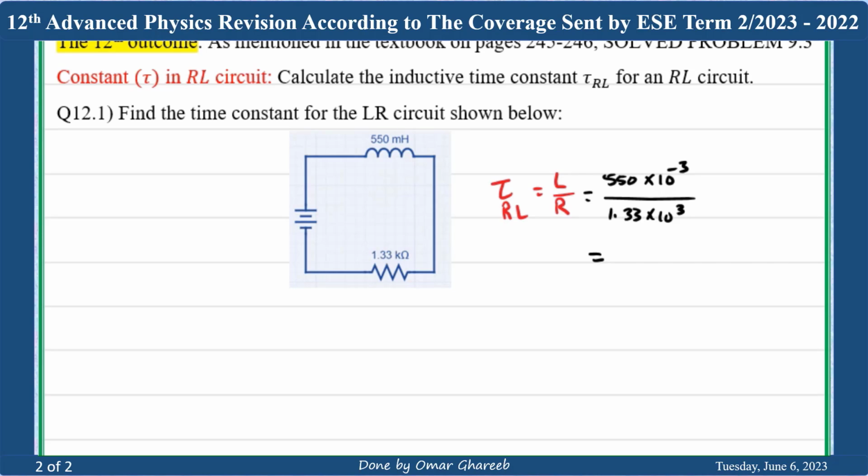Then it's easy to find that. Tau is equal to almost 4.14 times 10 to the minus 4. And the unit is second because it is time. It is the time constant.